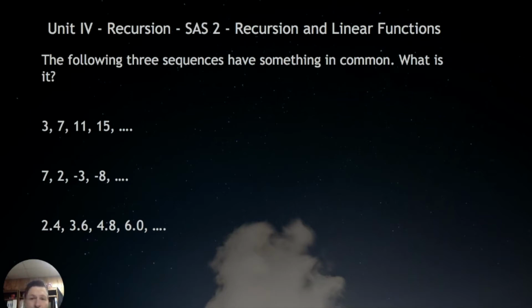3 plus 4 is 7. 7 plus 4 is 11. 11 plus 4 is 15, which means the next number in the sequence would be 15 plus 4, or 19.